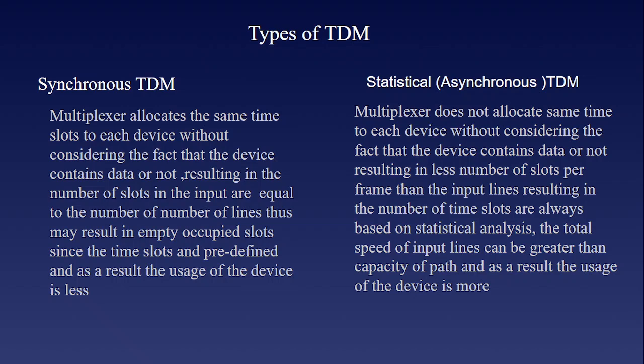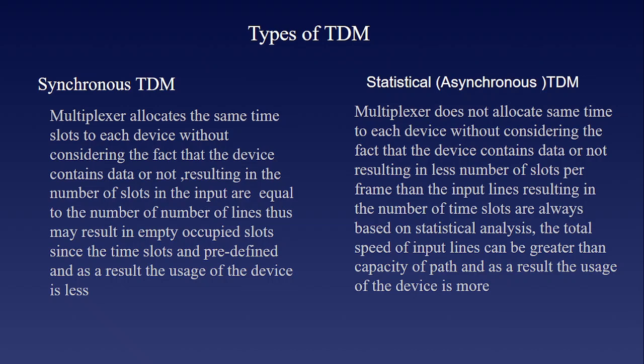There are 2 different types of TDM, or time division multiplexing. There are 2 types of time division multiplexers. The first is synchronous time division multiplexer and the second is asynchronous time division multiplexer.